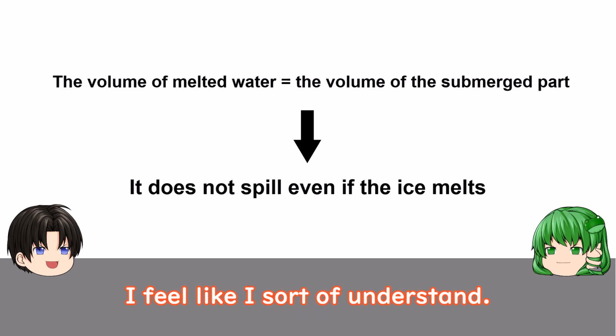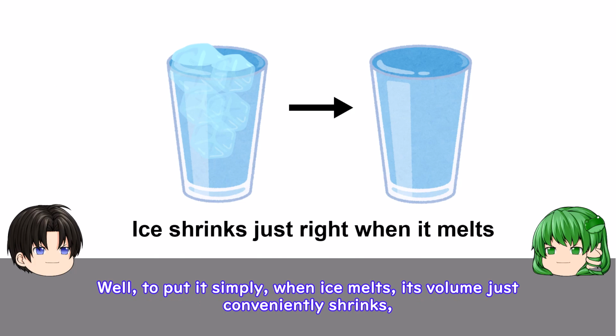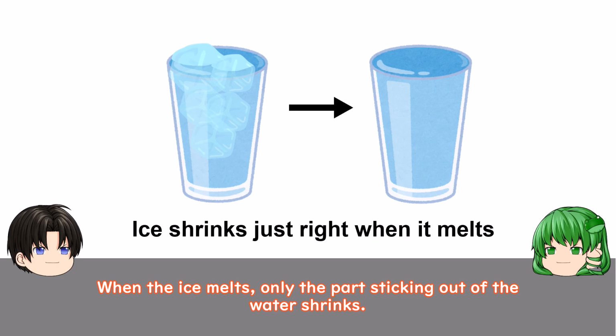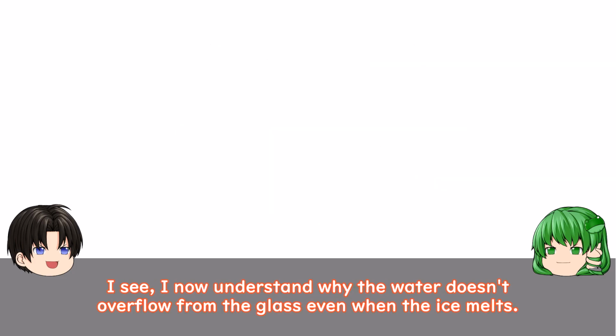I feel like I sort of understand. Well, to put it simply, when ice melts, its volume just conveniently shrinks. Whether the ice melts or not, the water level does not change. When the ice melts, only the part sticking out of the water shrinks. I now understand why the water doesn't overflow from the glass, even when the ice melts.